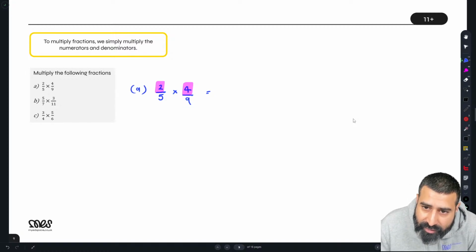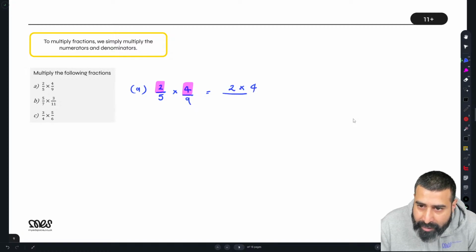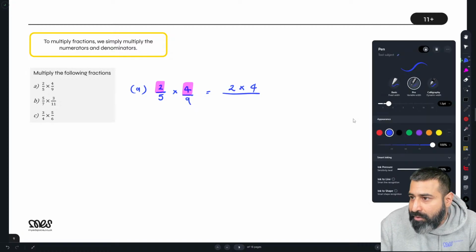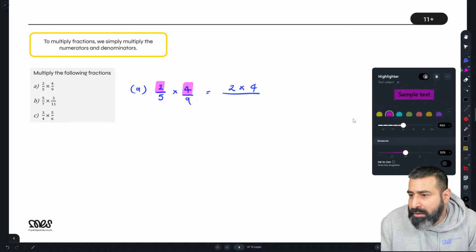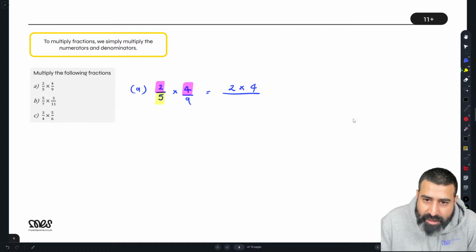Multiply them, absolutely. So this becomes 2 times 4. Then what are we going to do to the denominators? Do it in a different color. So what are we going to do to these guys? We're going to multiply them as well. So that's 5 times 9.